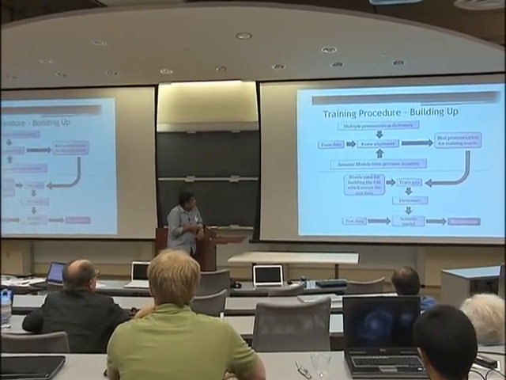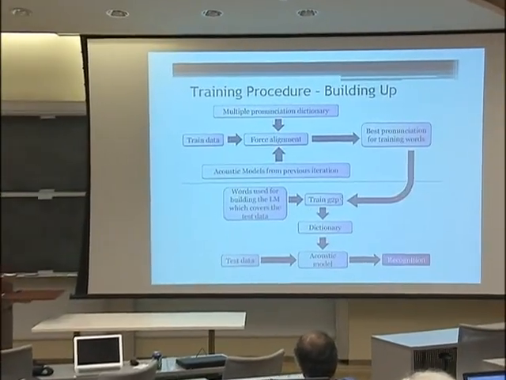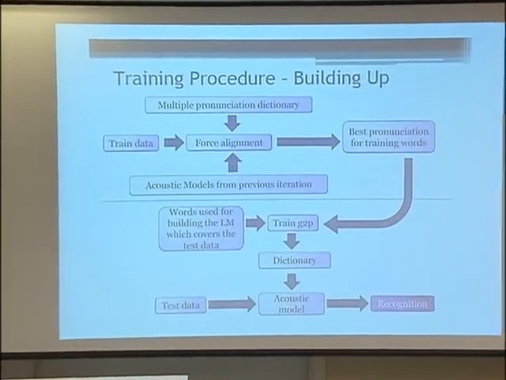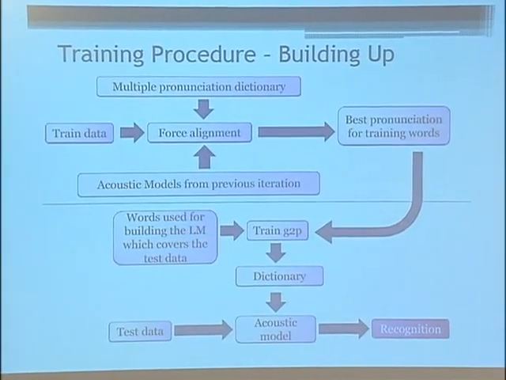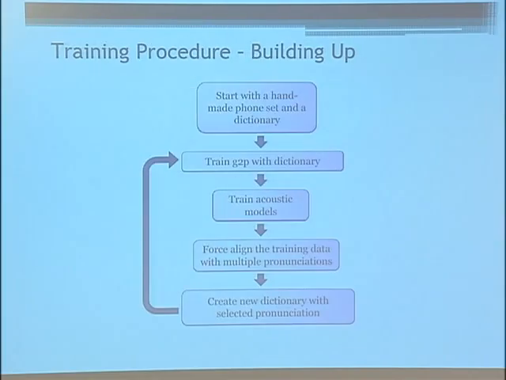So we use the multiple pronunciation and we get the best pronunciation for the training data, and then we retrain our G2P. So our G2P is now in a better state because, at least for the training data, it has been able to pick up the best pronunciations from the whole set, and we are improving on what G2P would learn. So use G2P again to train in a better way, and then you use the words in the LM that covers the test data to generate your dictionary, and then you use the acoustic models and you go ahead. So that's the loop that happens.